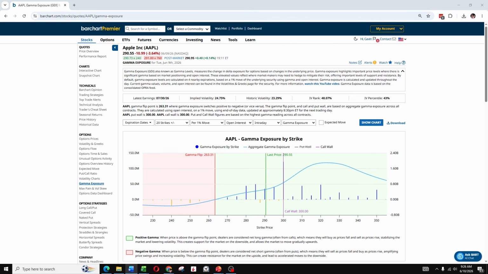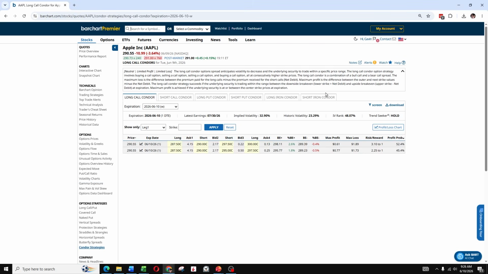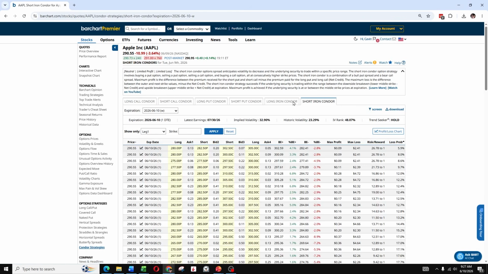An iron condor profits when the stock stays within a defined range and volatility remains low. This gamma picture is providing the structural justification for both of those conditions. So let's go and look at setting up a condor trade. Go over here to condor strategies and then to short iron condor. First thing I want to do is change our expiration date to the main monthly expiration, July 17th.